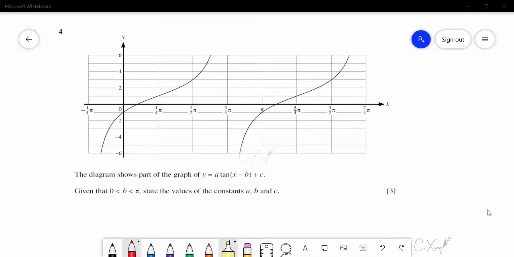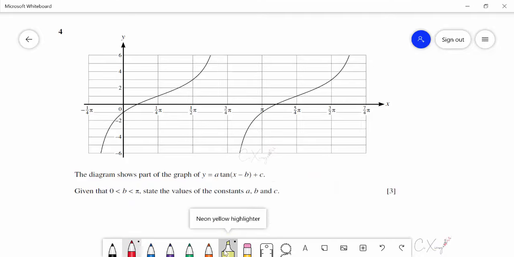Okay, so now let's have a look at question number 4. They give us a diagram, and they tell us that the graph is y equals a tangent x minus b plus c. Given that b is between 0 and pi, they want us to calculate the values of a, b, and c. All right, so we have to find out the values of a, b, and c here. The basic equation for this diagram will be tangent. So maybe I will need to refer to the original graph for tangent first, which might be helpful for us to find out the values of a, b, and c.